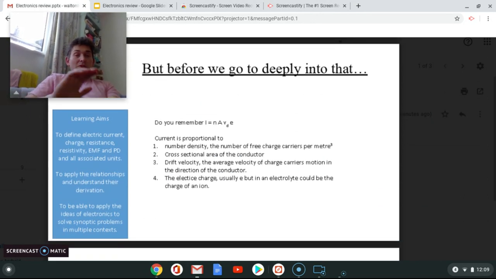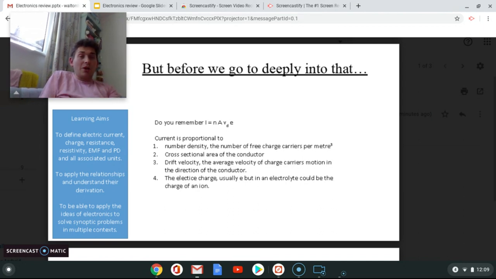But anyway, before we go too deeply into the voltage stuff, do you remember I equals nAvq? Right? It's an important thing, isn't it? Current is proportional to n, the number density, which is the number of free charge carriers per meter cubed; A, the cross-sectional area of the conductor; v, the drift velocity, which is like the average velocity of every charge carrier moving along the wire.